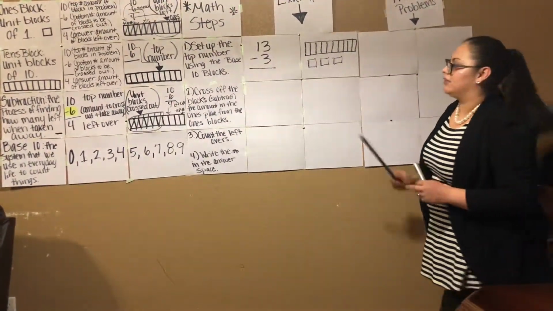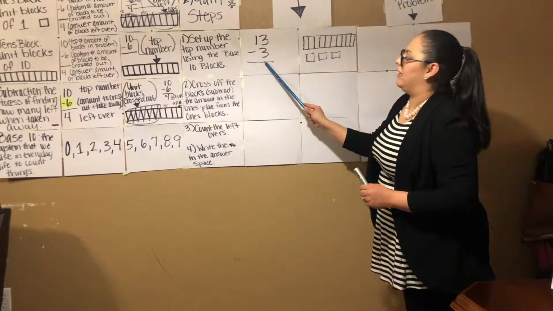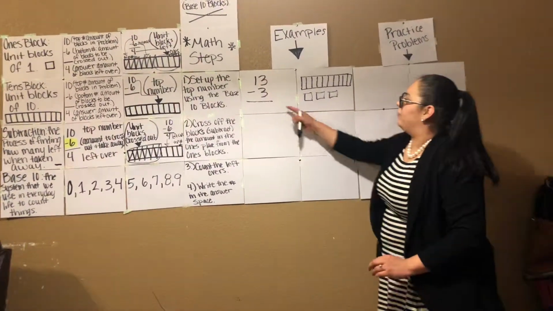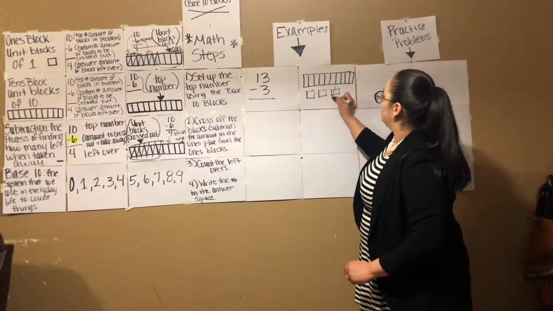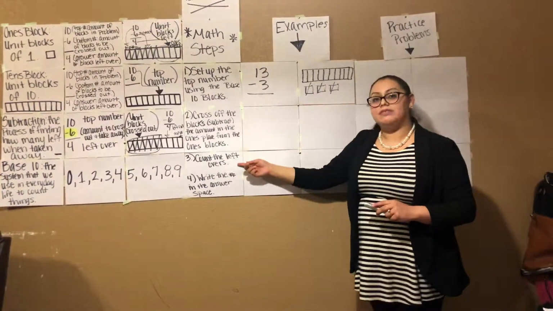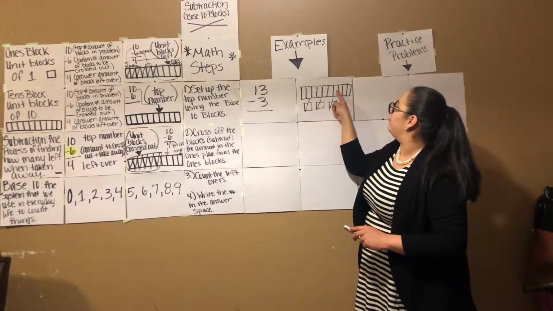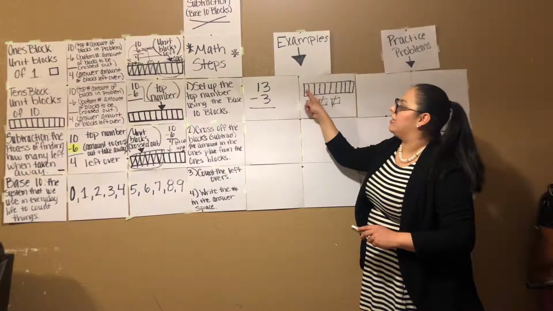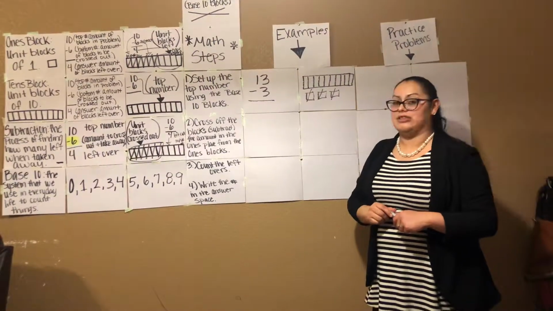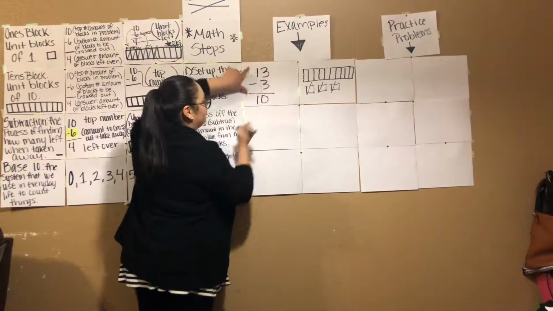The second step is cross off the blocks, which is to subtract the amount in the ones place from the ones block. Now, let's cross off 3. 1, 2, 3. Our third step is to count the leftovers. 10. 1, 2, 3, 4, 5, 6, 7, 8, 9, 10. And the fourth step is to write out the number in the answer space. So we're going to go ahead and write the answer.